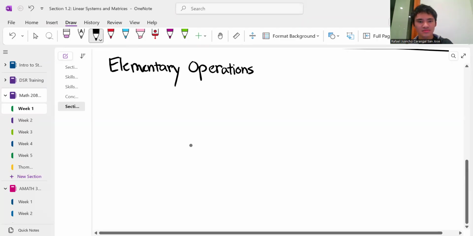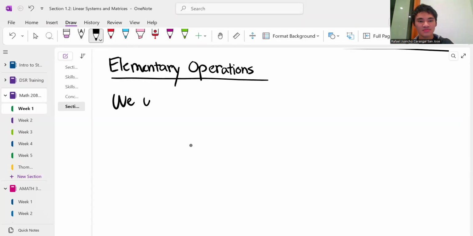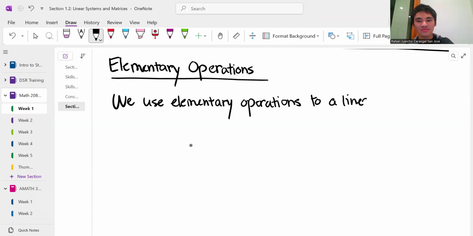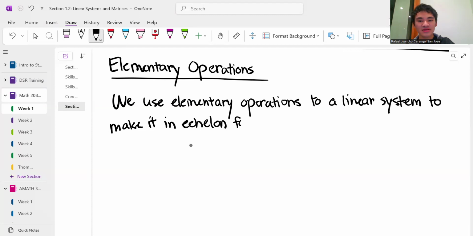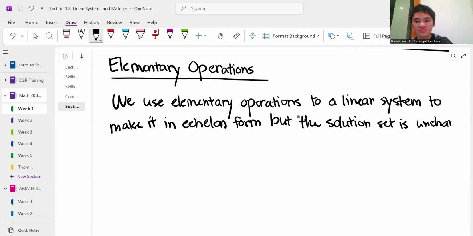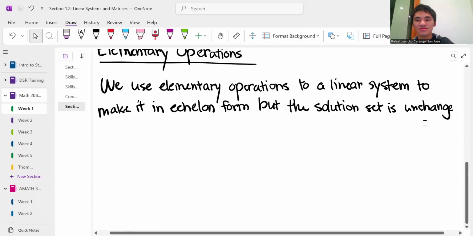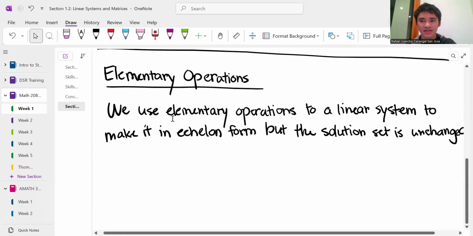So what we're saying is we use elementary operations on a linear system to make it in echelon form. I'm just gonna put it out there. We use these sorts of things to make it in echelon form so that we can use back substitution, which is easier. But the solution set or set of solutions is unchanged. So even though we use these elementary operations, these linear systems don't change, right?